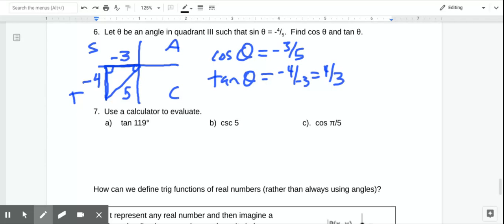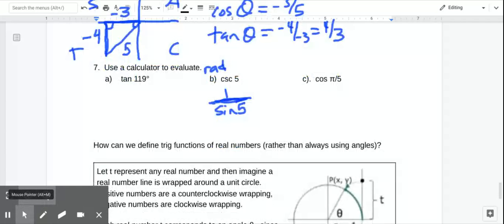Number 7 is just more calculator practice. I'm going to let you do that on your own. Make sure you're in degree mode for this first one. And then these two, you're going to have to switch to radian mode, okay? Because these are both in radians. Remember, cosecant is 1 over sine of 5, okay? And then you can do this one in your calculator. So do those in the calculator. You can check it on the notes, the PDF notes.